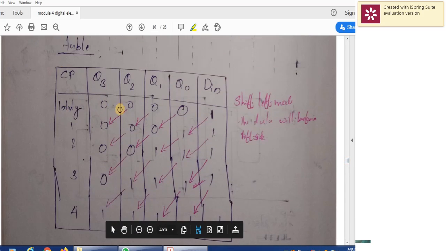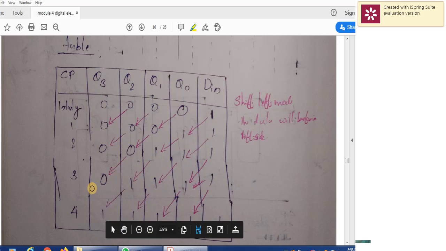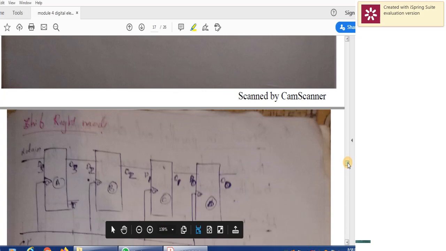Initially all the outputs are 0. The input I am giving is 1. For the first clock pulse, what will happen? This 1 will transfer here, and the remaining are still 0. At the second clock pulse it will transfer, so these two become 1. At the third clock pulse these three are 1. At the fourth clock pulse all the outputs are 1. This is the table for the shift register.